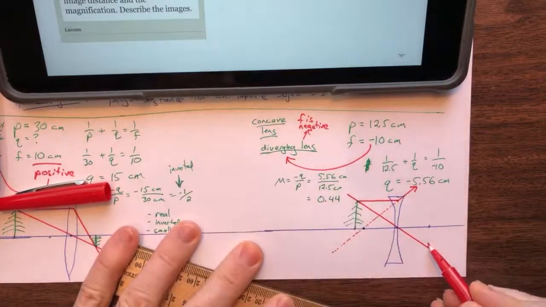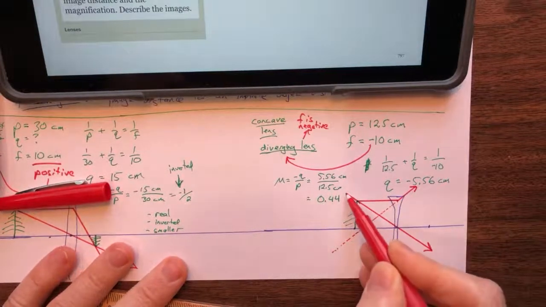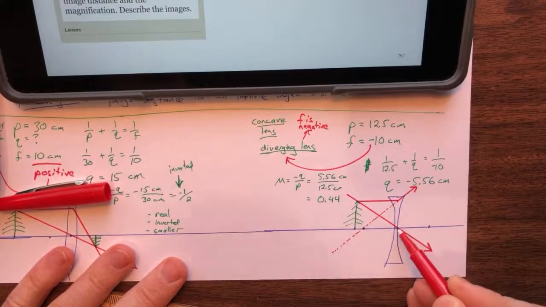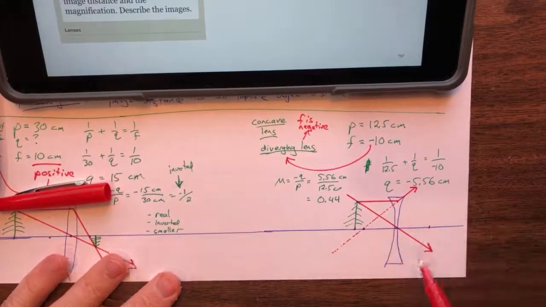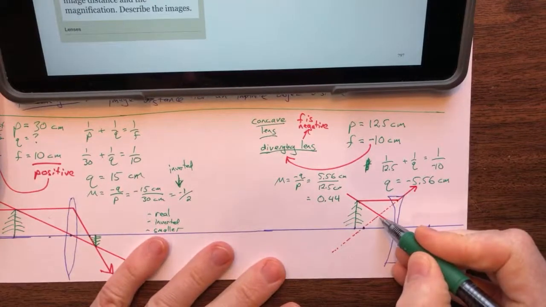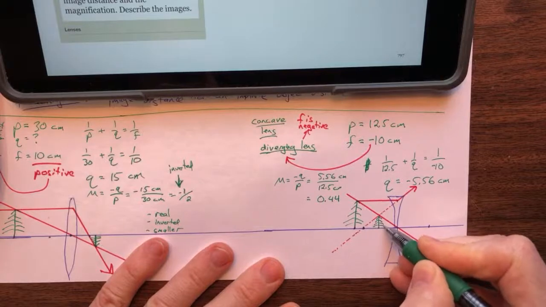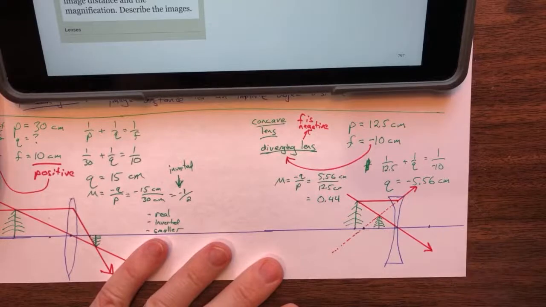that's it. But remember, the light is coming from this way, so this is real light from the real side, and it's virtual after it goes to the other side. So where do those two things cross? They cross only on the same side as the object itself. So the image and the object are on the same side of the lens, which means this is a virtual image because it's on the same side as the object.